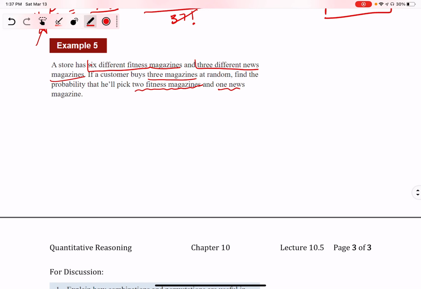Okay, so does order matter? No, it doesn't matter which order he picks them in. So we know we're looking at a combination. All right, so we want to know how many of each magazine the customer buys, not the order. We don't care about the order, which is how we came up with the idea that we're using a combination. So we have 6, 2 here to figure out the 2 fitness magazines out of 6 fitness magazines.